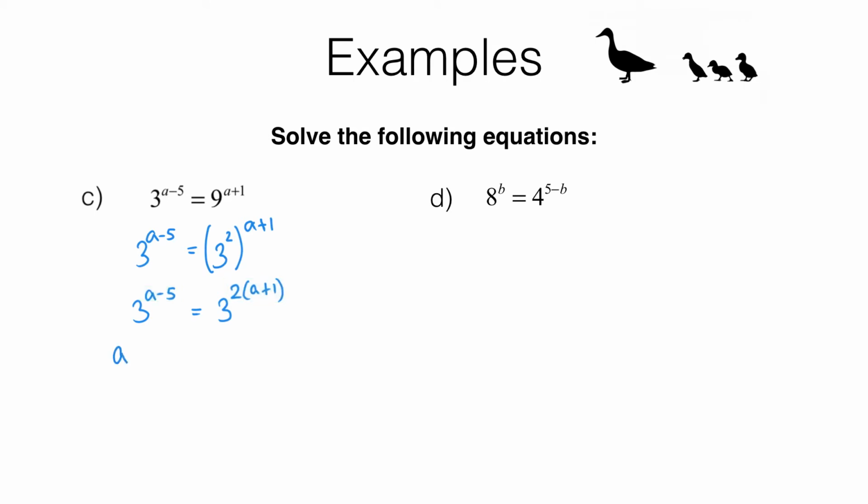So a minus 5 equals 2 multiplied by a plus 1. I'm just going to expand that so it says 2a plus 2. Pause the video and see if you can solve this equation.